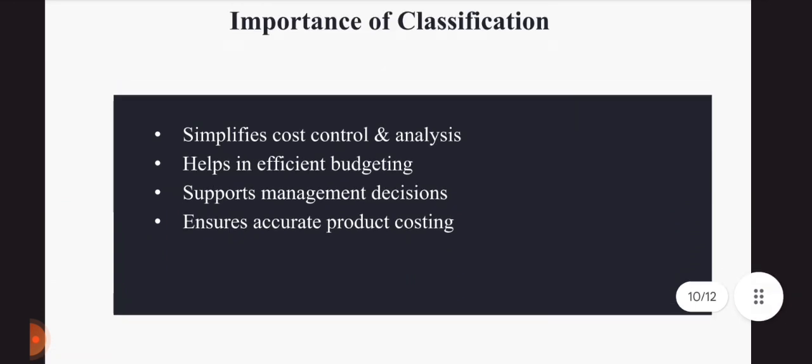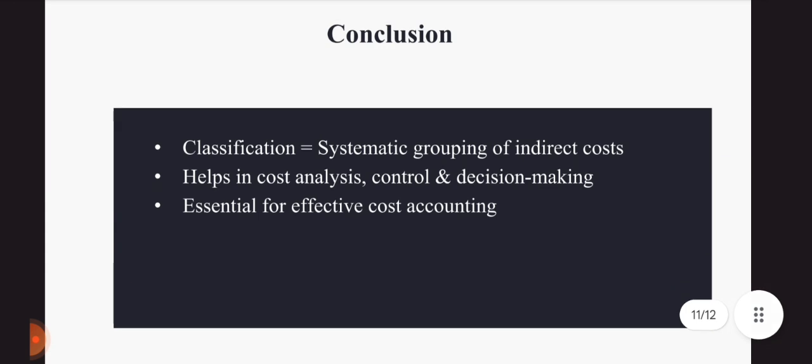So, classification of these overheads is very important. It simplifies cost control and analysis. It helps in efficient budgeting, supports management decisions, and ensures accurate product costing. So, in conclusion, classification of overheads helps us properly arrange and analyze this cost. By classifying these overheads, management can take better decisions and reduce wastage.